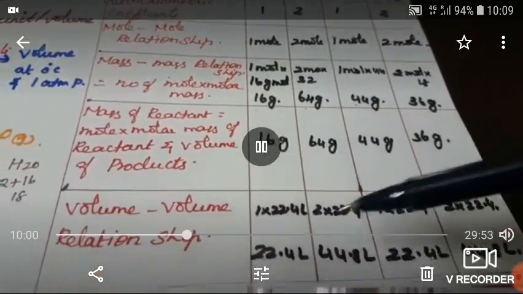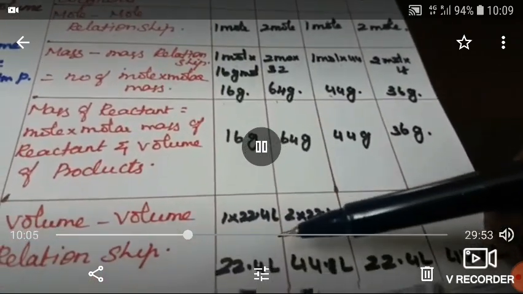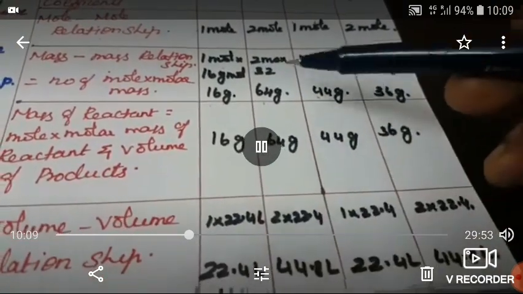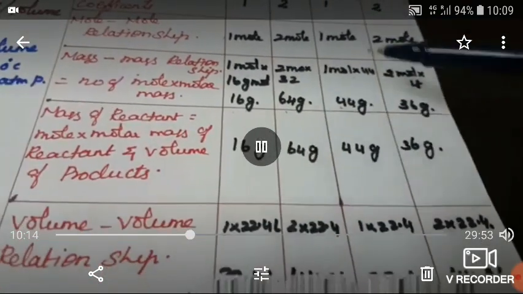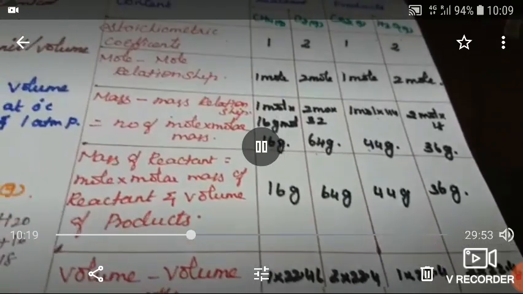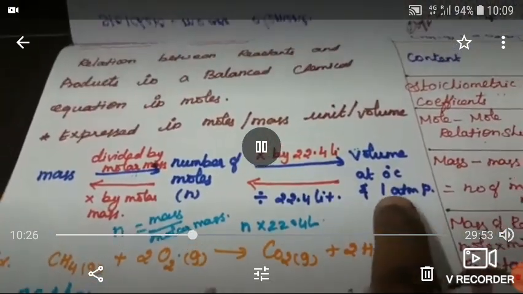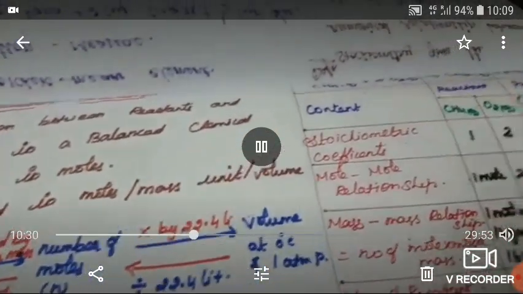Next we are going to calculate the volume relationship. How do we calculate volume? Number of moles multiplied by the volume, 22.4 liters. Here the number of moles is 1, so 1 multiplied by 22.4; here 2 moles, so 2 multiplied by 22.4. The number of moles is converted into volume by multiplying by 22.4. So this is the stoichiometry calculation.